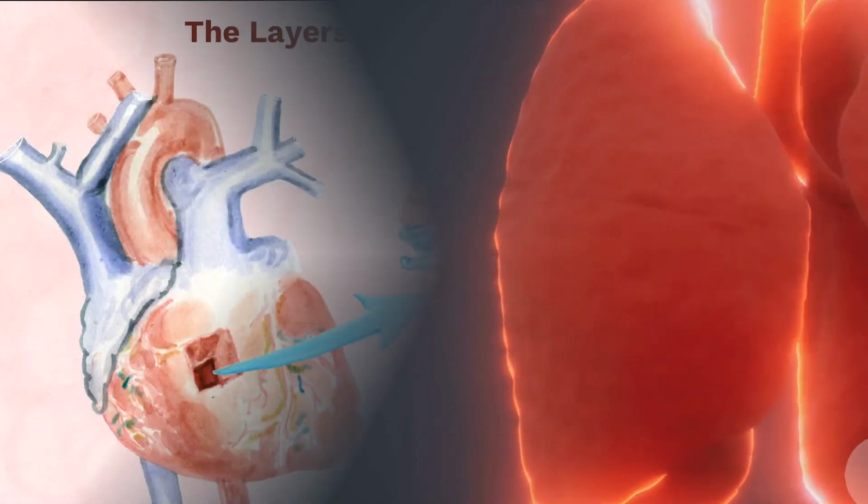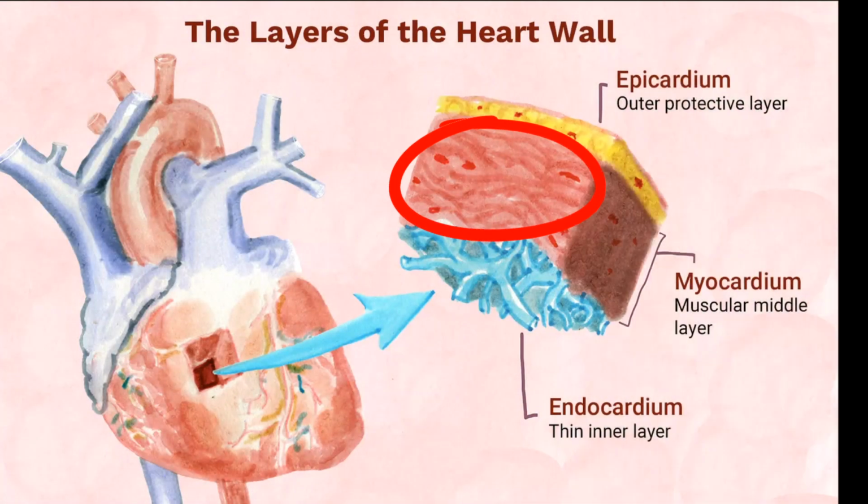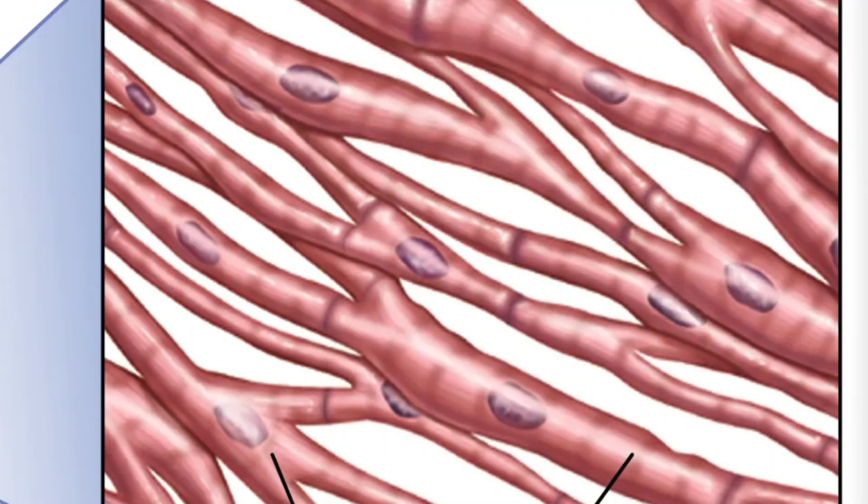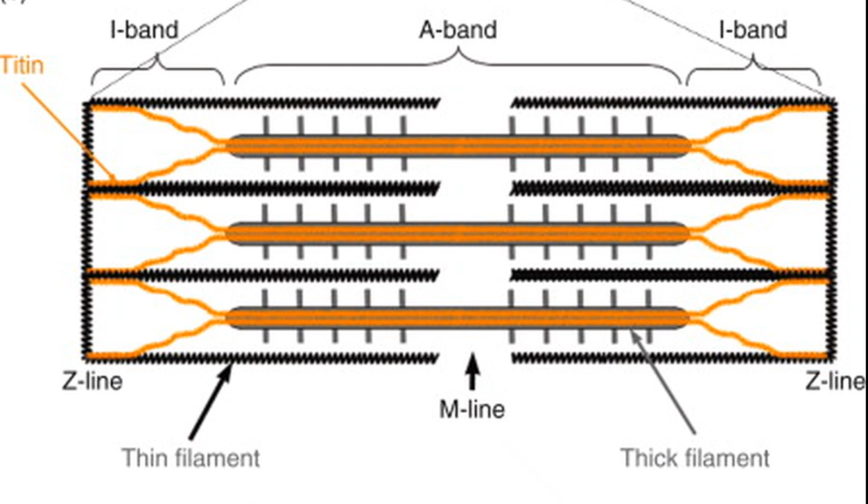Myocardial cells are the building blocks of the myocardium, the muscular middle layer of the heart wall. They contract rhythmically and synchronously, propelling blood throughout the body. These cells are characterized by the presence of specialized units called sarcomeres, the basic contractile units of muscle tissue. Sarcomeres are arranged end-to-end, forming long cylindrical structures known as myofibrils, which run the length of the myocardial cell.